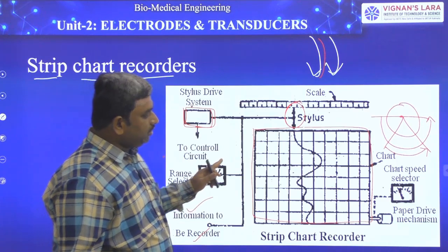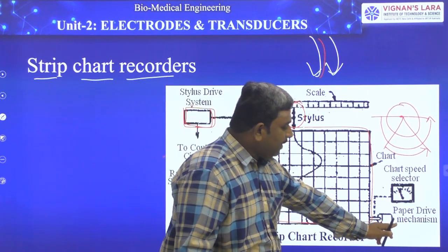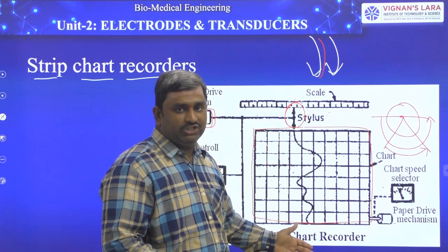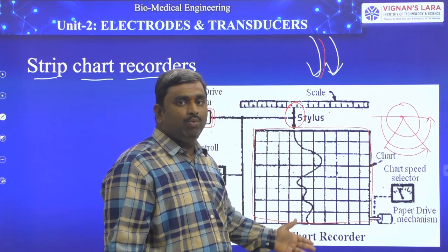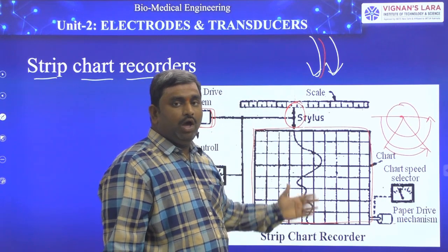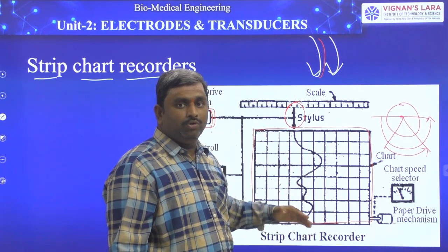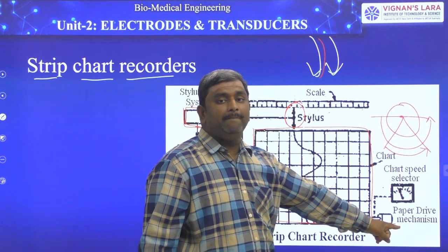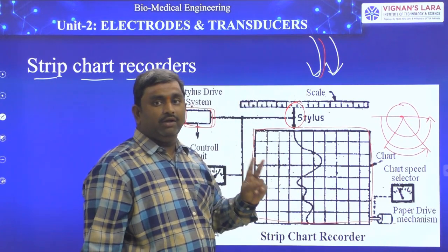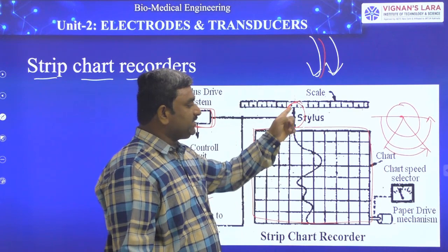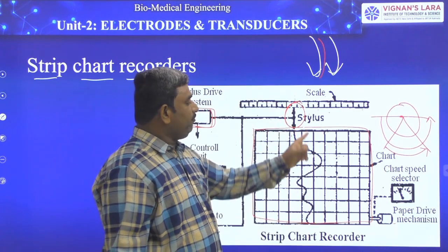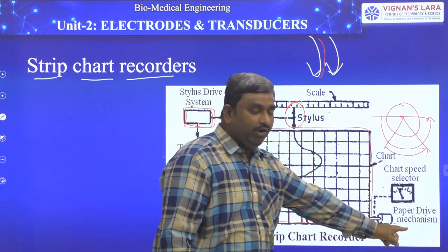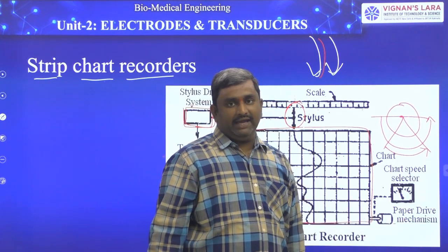Next, this is the last one, the paper driving mechanism. Here the paper is moving in the vertical direction, from top to down. How will this paper move? We have to connect a motor here. This is called the paper driving mechanism. Here two things are moving: the first one is the stylus, the second one is the paper. For stylus moving, we have the stylus drive system. For paper moving, we have the paper driving mechanism.